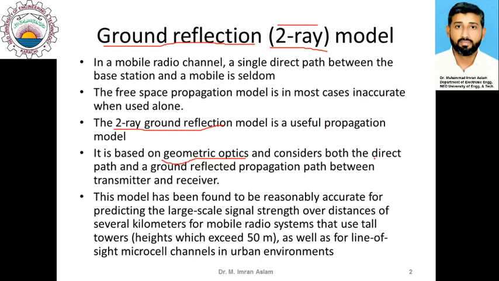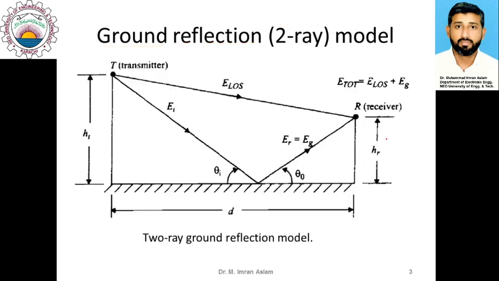In this model we choose two different rays: one ray which goes directly from transmitter to receiver, so there is a direct path between transmitter and receiver, and another ray which reaches the receiver by reflecting from the ground. So there is a ground reflected propagation path between transmitter and receiver. The overall effect is calculated on the basis of the effect of these two different rays. This is a graphical illustration of this two-ray ground deflection model.